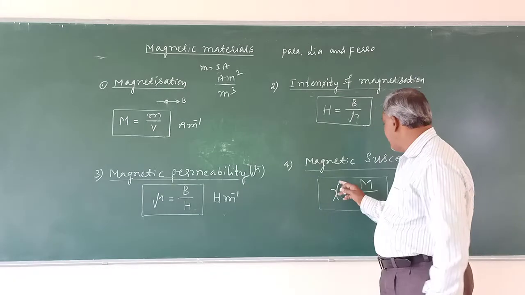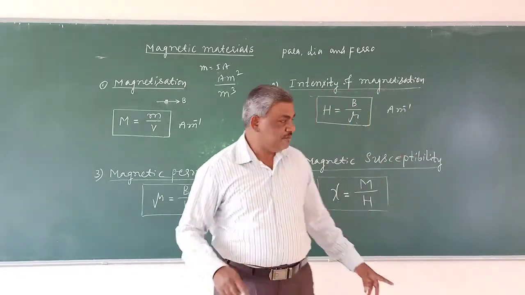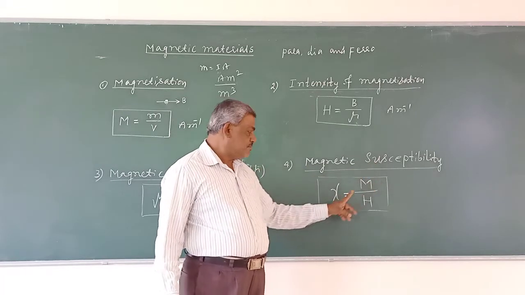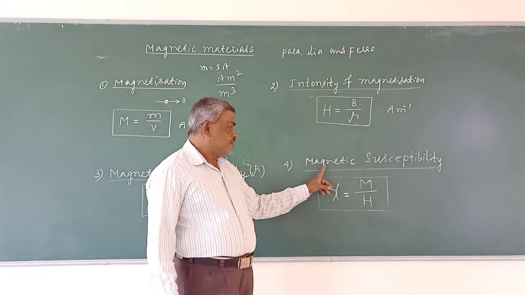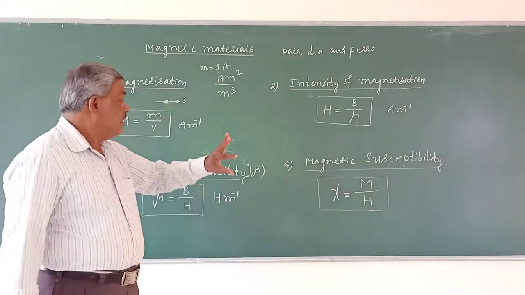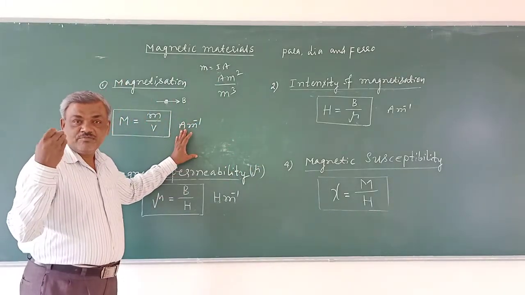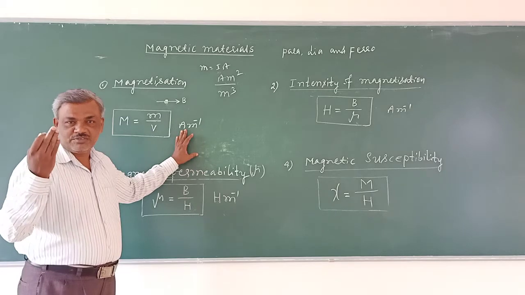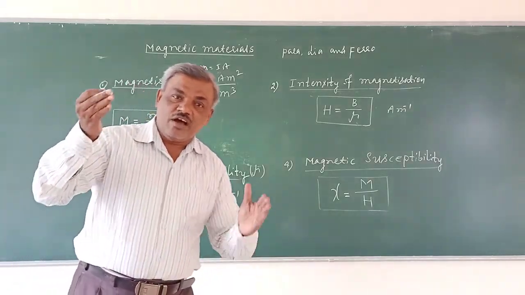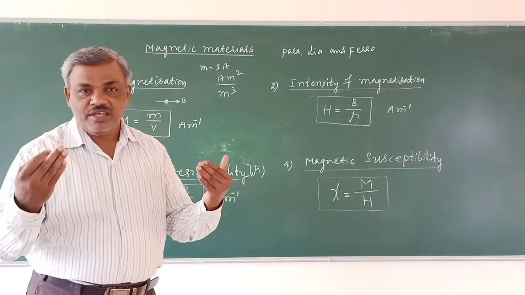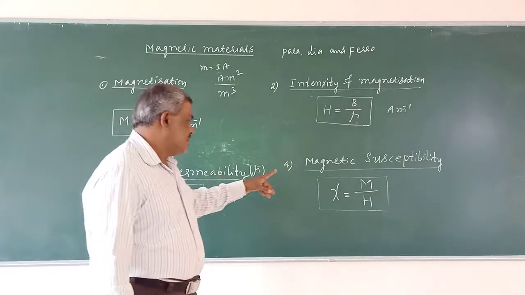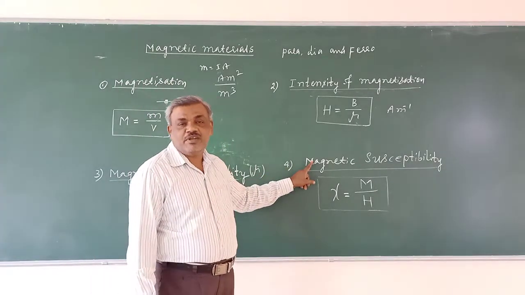And the fourth one is magnetic susceptibility. This symbol indicates magnetic susceptibility. Susceptibility means a measure of the ability of the substance. The given specimen is kept in a magnetic field and gets magnetized. How to measure the ability of the specimen to get magnetized with the help of magnetic susceptibility?